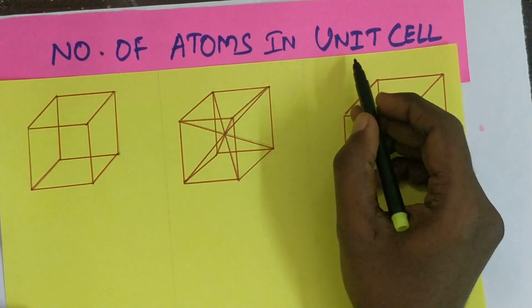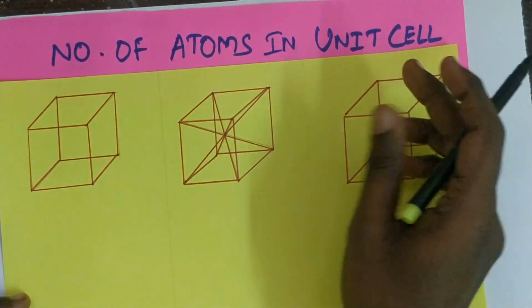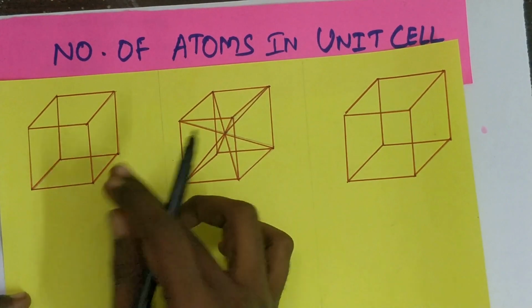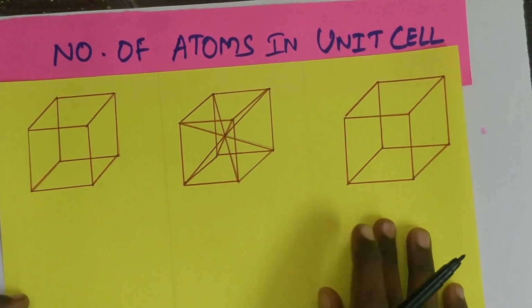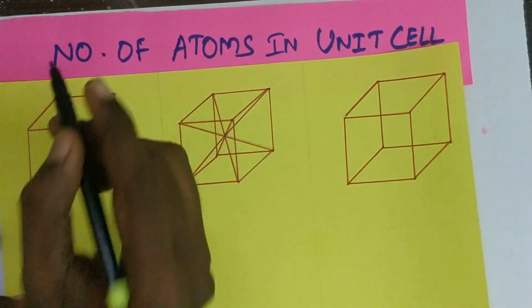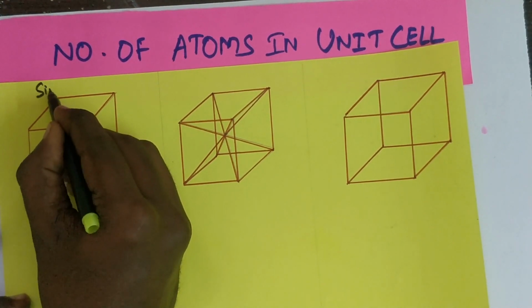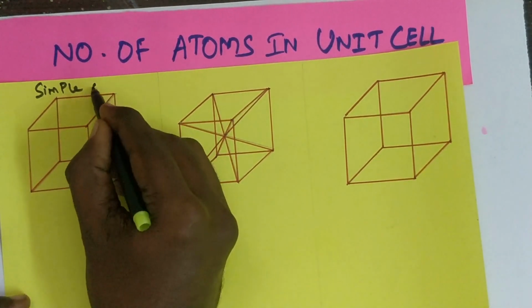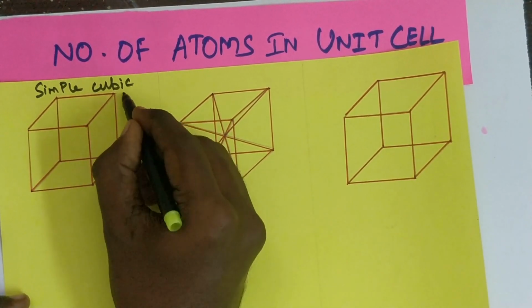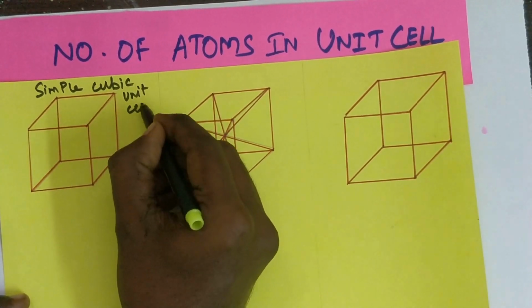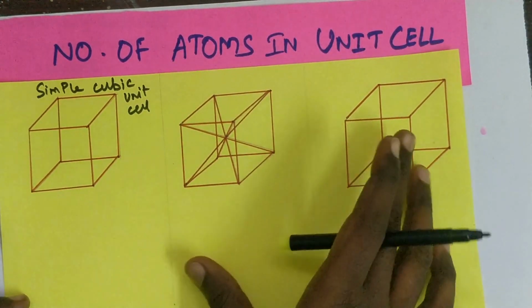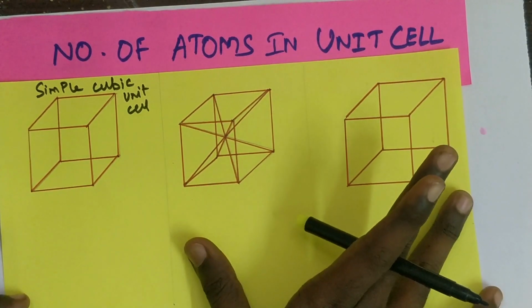Next topic is the number of atoms in a unit cell. Here we are going to see the primitive and the non-primitive unit cells. First we will discuss the primitive cell, the simple cubic unit cell. This is an important topic. They will ask it in a 3 mark or 4 mark question.